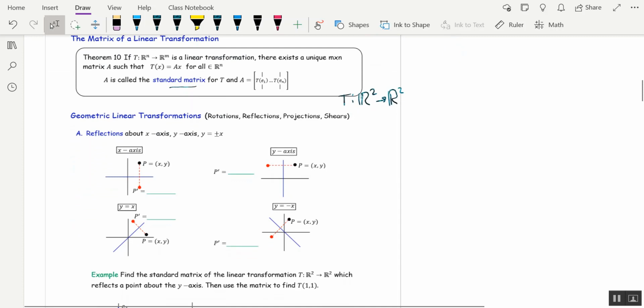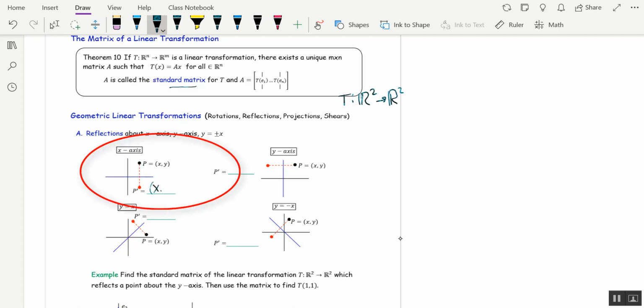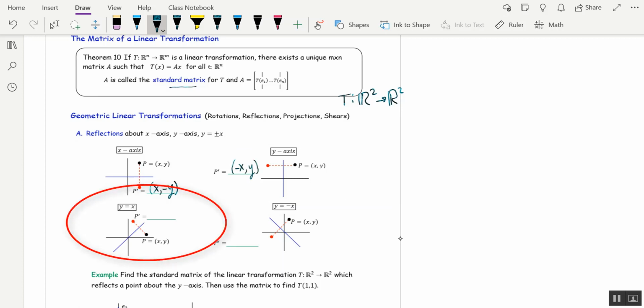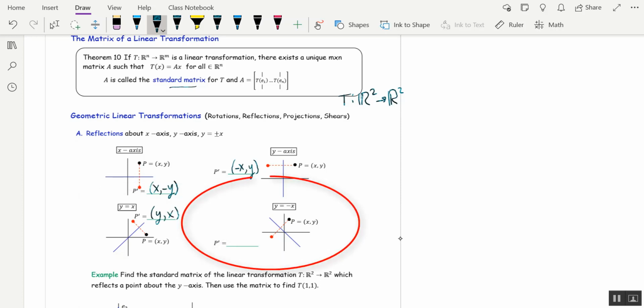So these are some basic rules about reflections. If you take a point and reflect it about the x-axis, the x-coordinate stays the same and the y-coordinate becomes negative. If you reflect about the y-axis, then the y-coordinate stays the same and the x-coordinate becomes negative. If you reflect about the line y equals x, you switch the x and the y. And finally, if you reflect around the line y equals negative x, not only do you switch x and y, but they both become negative. So negative y, negative x.